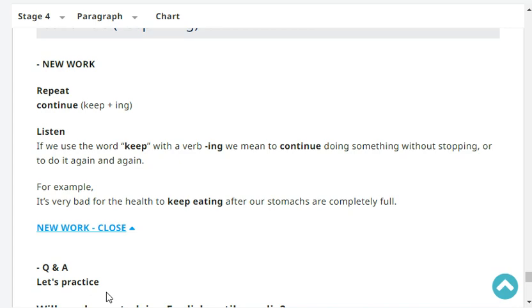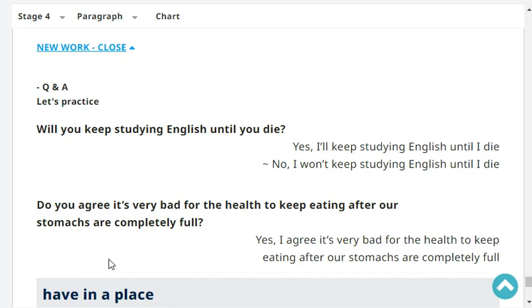Okay, let's practice. Will you keep studying English until you die? Yes or no? No, I won't keep studying English until I die. Do you agree it's very bad for the health to keep eating after our stomachs are completely full? Yes, I agree. It's very bad for the health to keep eating after our stomachs are completely full. Very good.